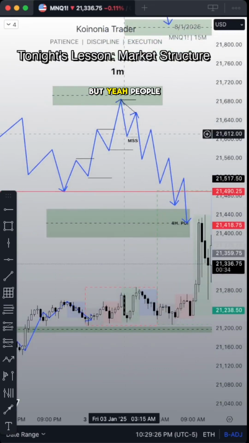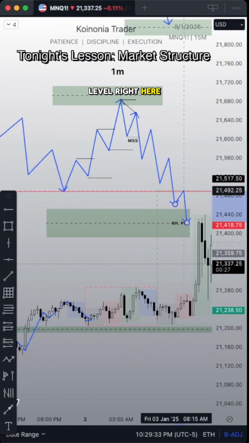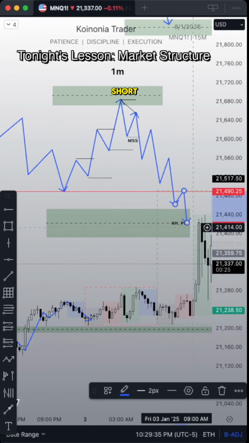But yeah, people are going to see this and they're going to be like, oh, look at this. This is a level of support. It got broke, retest that level right here. And now it's dropping. I'm going to go short. I'm going to buy puts.